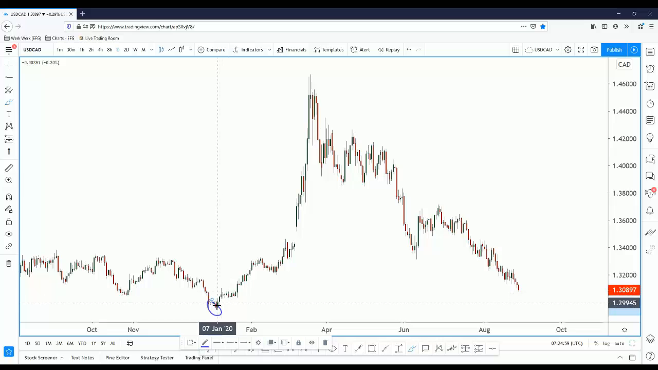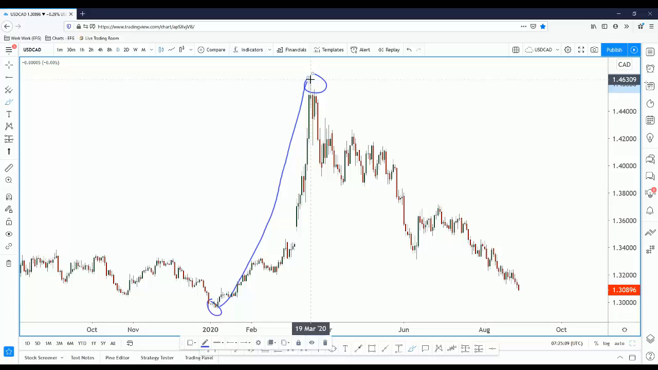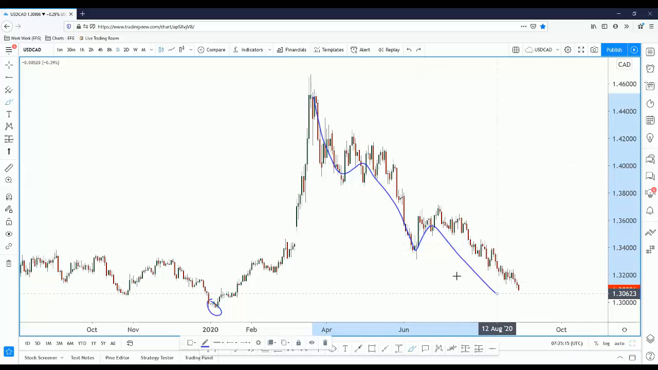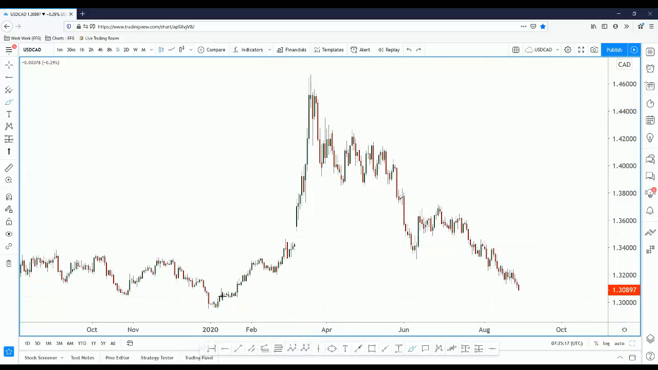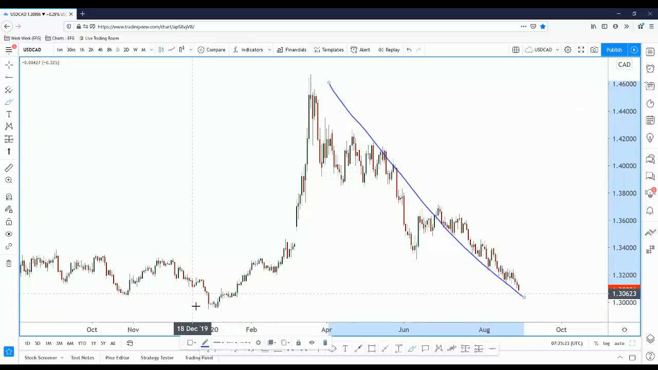We see that price made a low. This is the low of 2020 so far, back in January, and then dollar CAD pushed all the way up on dollar strength and oil weakness all the way in March. And we see that price has been steadily drifting lower. If we were to take a retracement, actually there's no real need for retracement, but from low to the high we see that price has nearly come back down to the January 2020 low.